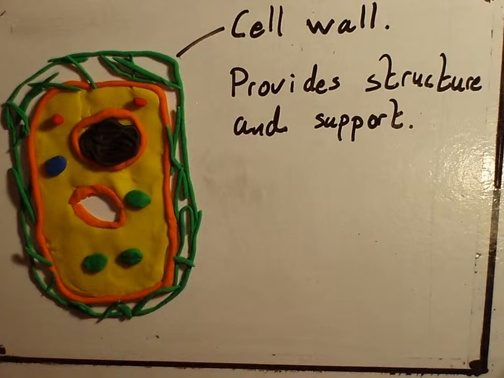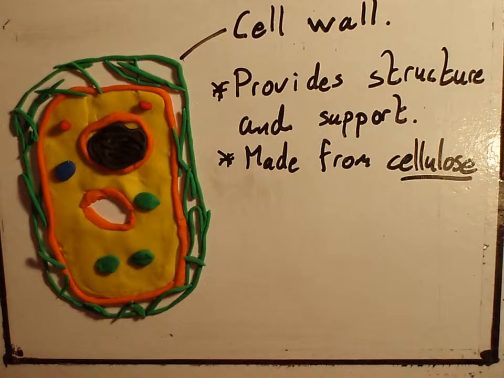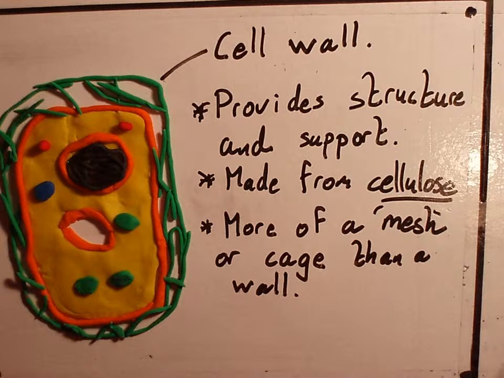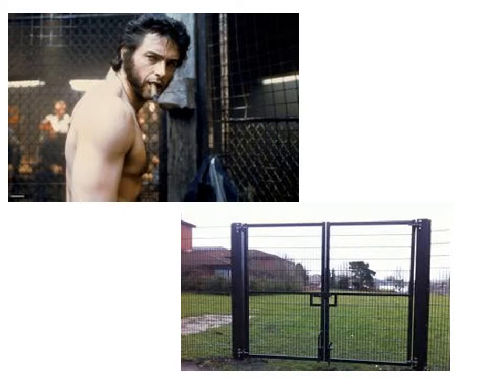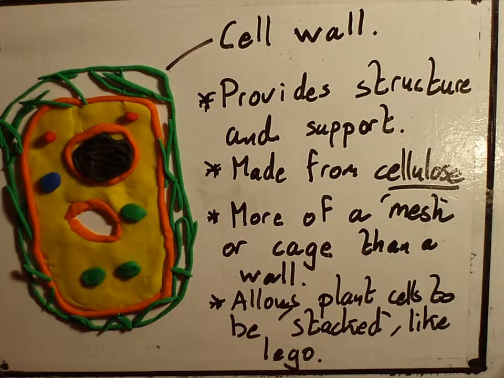Instead, the cell wall provides structure and support for the plant cell. It's made from a very tough fibrous material called cellulose, which plants can make. And it's not really a wall as such. It's more like a mesh or a cage. Here's a picture of some cages and mesh and Wolverine for some reason.